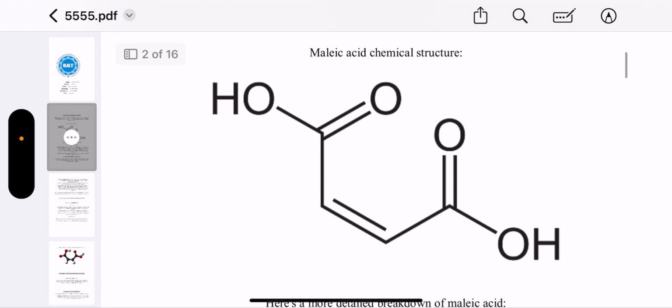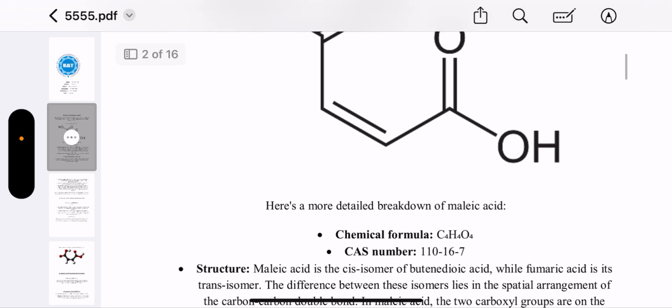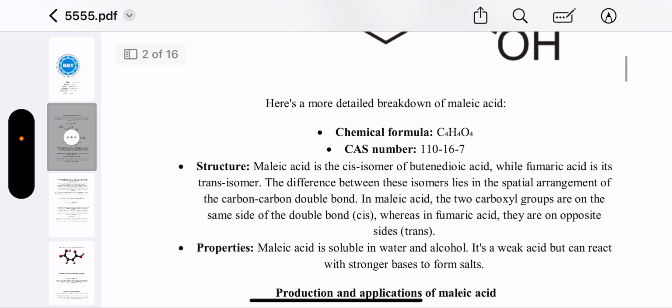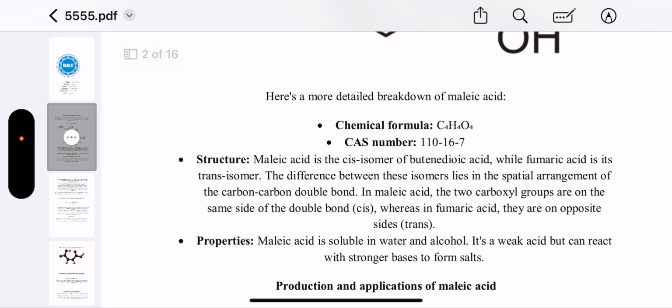Malic acid chemical structure. Here is a more detailed breakdown of the malic acid chemical formula: C4H4O4, CAS number 110-16-7. Structure: malic acid is a cis isomer of butenedioic acid, while the other is the trans isomer. The difference between these two isomers lies in the spatial arrangement around the carbon-carbon double bond. In the cis form, the two carboxyl groups are on the same side of the double bond, whereas in the trans form they are on opposite sides.